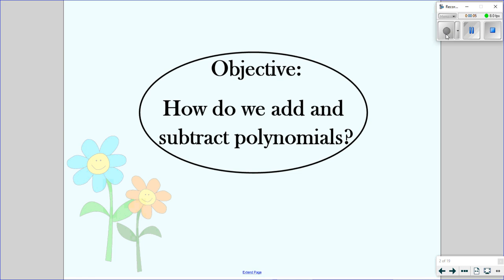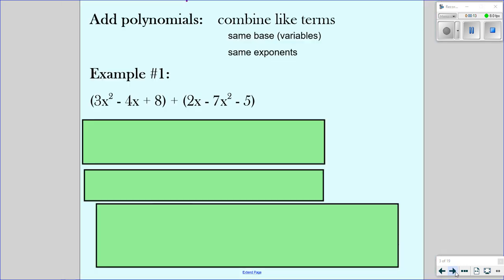We will be dealing with adding and subtracting polynomials, and the objective is how do we add and subtract polynomials. When it comes to adding polynomials, you're basically combining like terms. That means same exponents and the same base between the variables, and if they have the same exponents, you combine them. So let's look at example number 1.